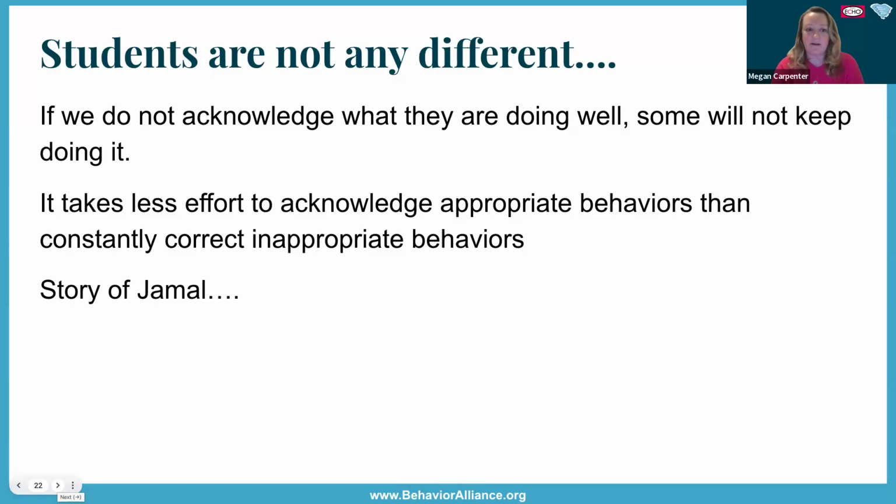So I decided to start acknowledging appropriate behaviors. And at first, Jamal was confused and kind of upset about it. He's like, nobody tells me I do good. Why you tell me I do good? I haven't done anything good. And then he started asking to come to my classroom. He was only supposed to be in my resource classroom for 30 minutes a day. Jamal and I ended up spending a lot of time together because he would do things in my classroom. He liked being in my classroom. He was kind. He was appropriate. He was helpful. He asked to do additional work in my classroom.